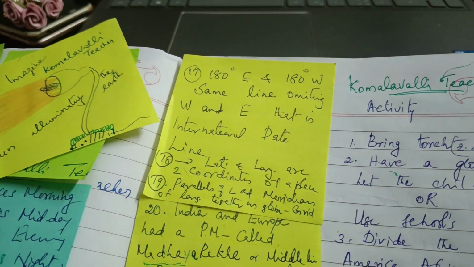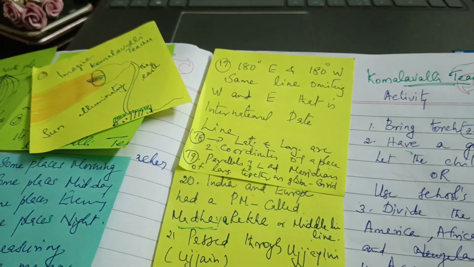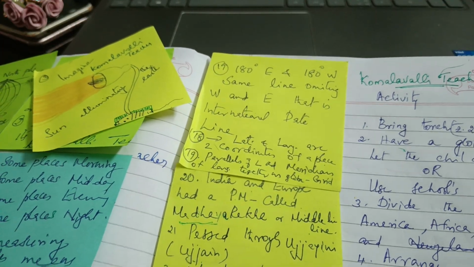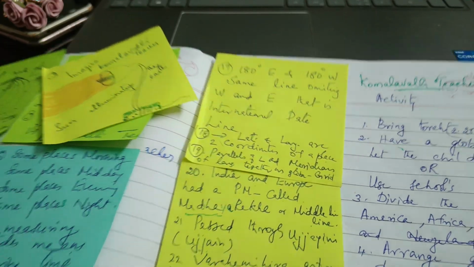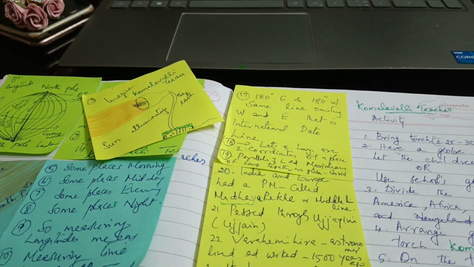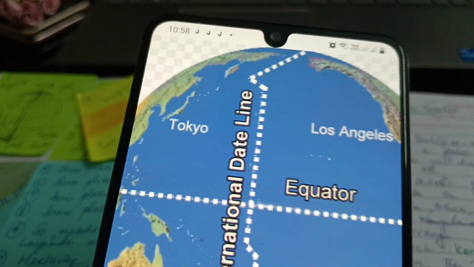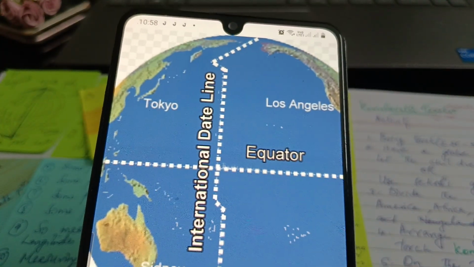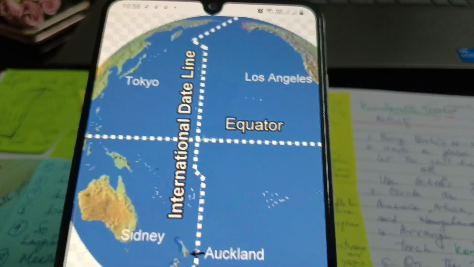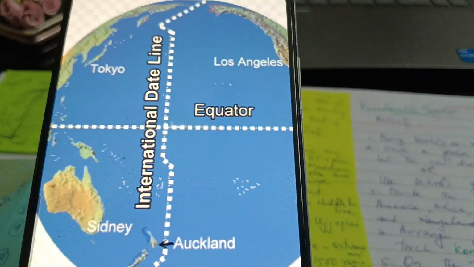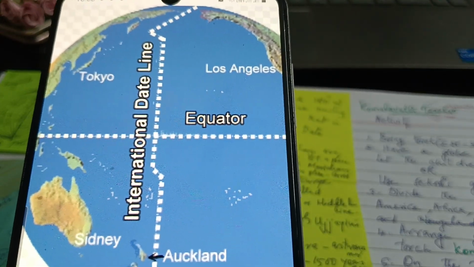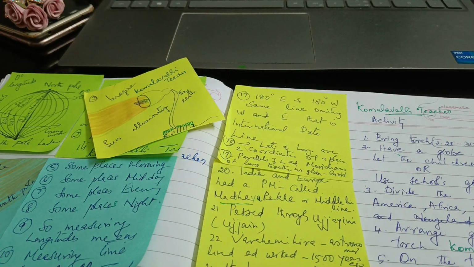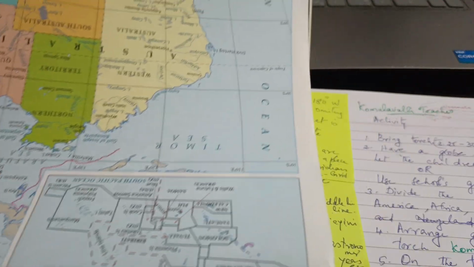Because 180 degrees on the east and 180 degrees on the west will meet at a place that we call the international date line, on the other side of the globe. It is 180 degrees from the prime meridian to the east and west. Both coincide in one line, and that we call the international date line, just the opposite of the prime meridian.